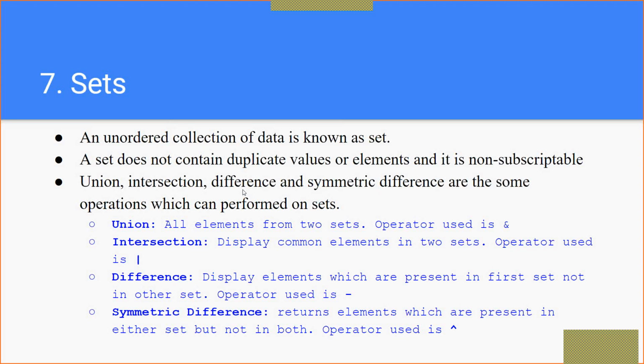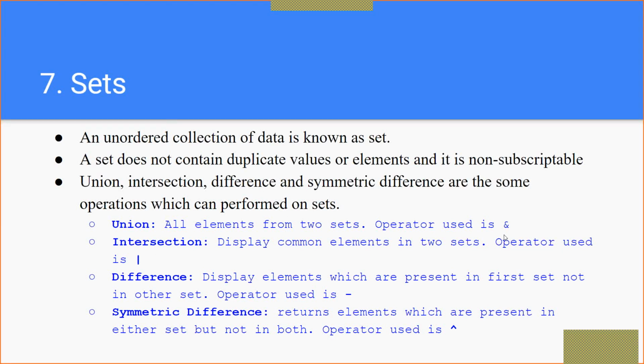I think we know these operations, and just for the sake of completion I'll tell you what union and intersection are, because you know all these things very well. Union means all elements from two sets. If two sets are given and you generate a third set, that third set will have all the unique elements, not the duplicates. The operator used for the union is the OR operator, as given here.